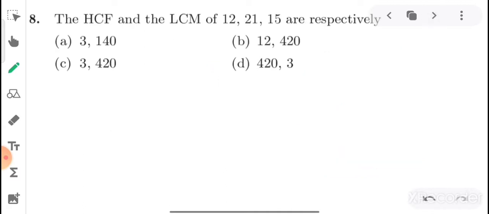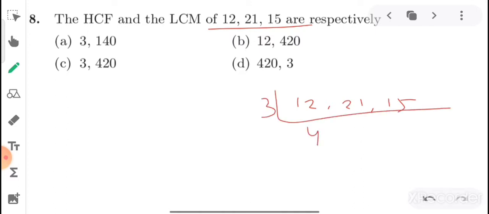Next question. The HCF and the LCM of these numbers are respectively, you have to calculate the HCF and LCM only. Just calculate and write. HCF will be 3 and LCM will be 7 5 is 35, 35 4 is 140, 140 3 is 420. Then option number C will be the correct answer, 3 and 420.